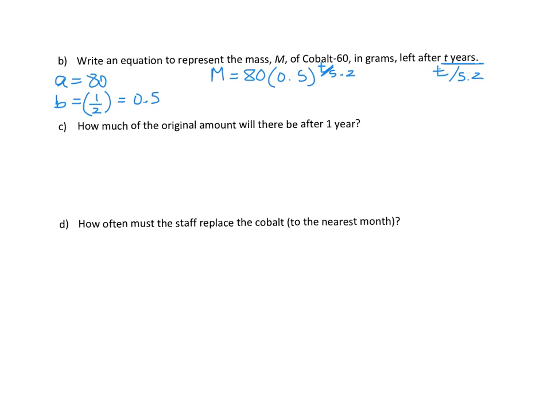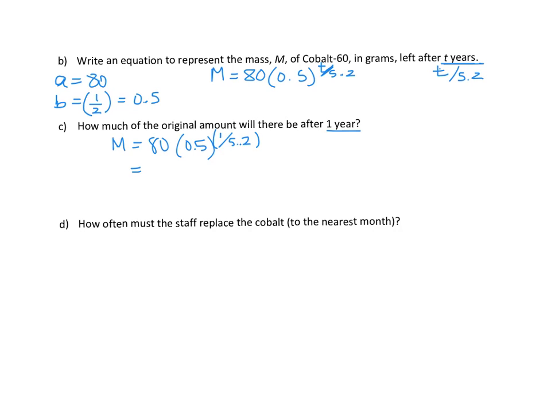So how much of the original amount will there be after 1 year? So it will definitely not have cut exactly in half because it needs 5.2 years to do that. So we're going to calculate the mass here by subbing in 1 for our T. Whoops, wrong number. So we're going to put a 1 over 5.2. Now, depending on how your calculator works, you might have to put this in the exponent in brackets. So I'm going to do 0.5 to the exponent, and I'm using my bracket button here. 1 divided by 5.2, close that bracket. So my exponent's actually 0.1923, yada yada.